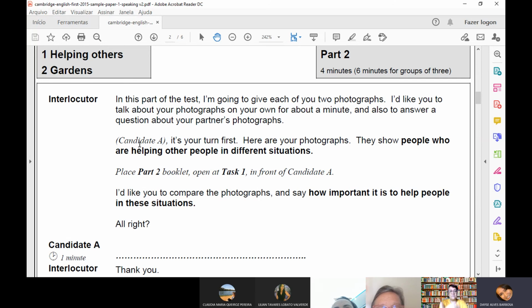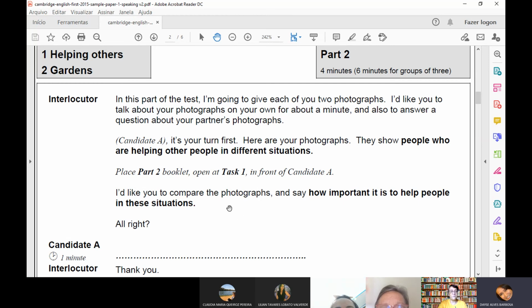Here are your photographs. Okay, it's one card with 3 photos. I'll show you in a minute. And I give it to the first candidate, in this case, Maria. So, Maria, it's your turn first. Here are your photographs. They show people who are helping other people in different situations. So it's the booklet. It is like a book, and I just put it on the page where the photographs are. And then I read. After I put it in front of the candidate, I have to read what is on my exam paper.